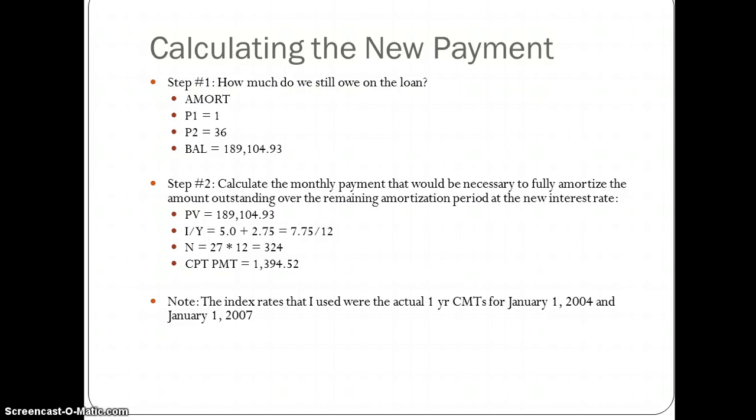Now, one note on this: the index rates that I used for this weren't made up. They were the actual one-year CMTs from early January 2004 and early January 2007. So if you were a borrower who took out an adjustable rate mortgage in early January of 2004 and had a 3-year lock on it, so the rate was not going to change until 3 years in the future, these are the values that you would have seen, and so your index rate would have gone from 1.31 up to 5%, and every borrower in this situation suffered through a large increase in their monthly payment on the loan.